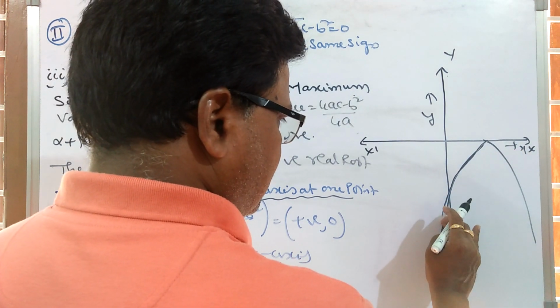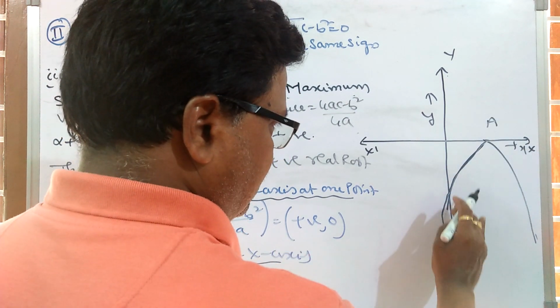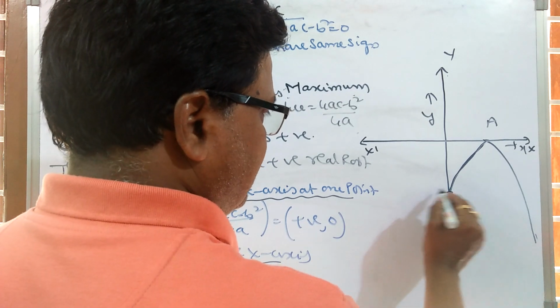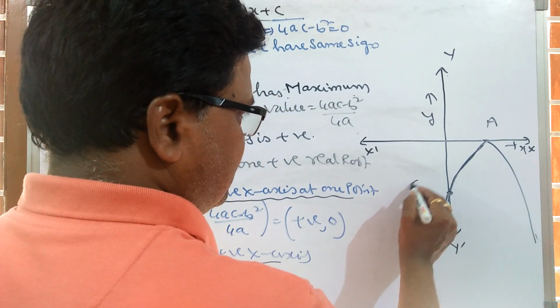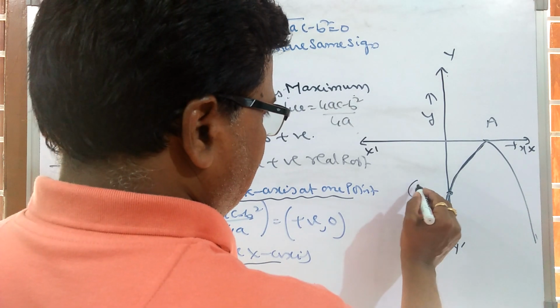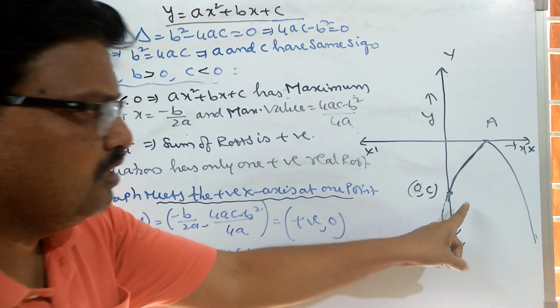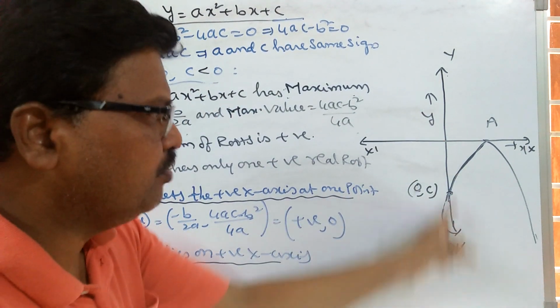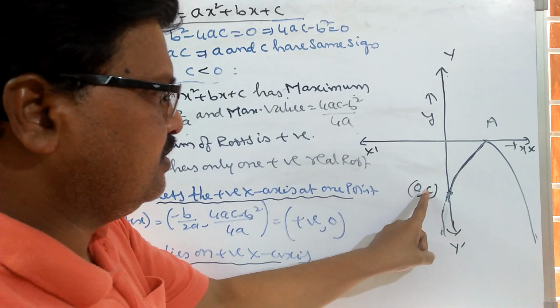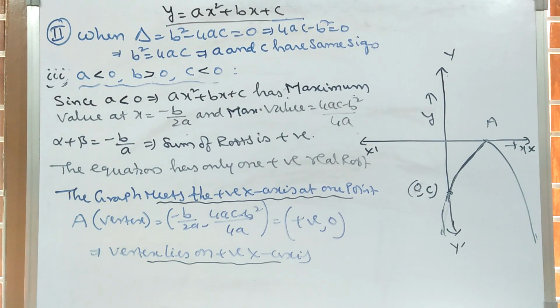This is the graph of the parabola y is equal to ax square plus bx plus c in this case, right? Here it meets the x-axis and y-axis. So this is y is equal to c, that's why (0, c). C is less than 0. That is the reason it is intersecting the negative y-axis. Why? Because c is negative now. That is the reason it meets the negative y-axis. Mark this and copy it.